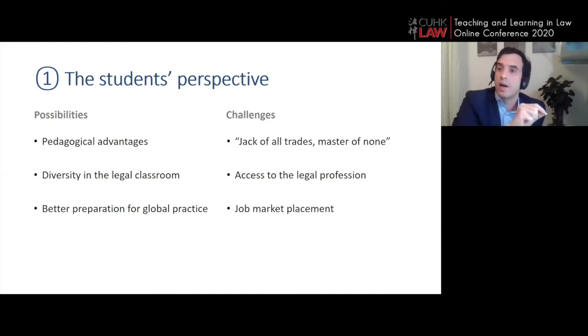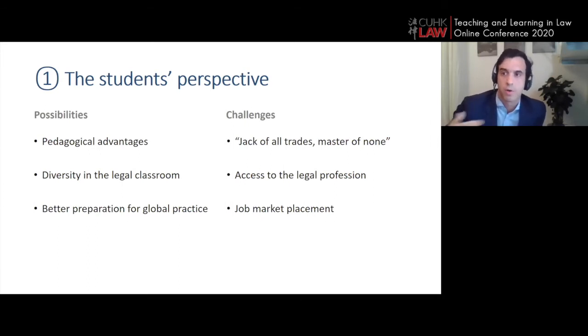And while it can be argued that the lack of specialized knowledge is not necessarily a problem so long as students get a good grip over the essentials, so to speak, it can be a practical problem, or it can represent a practical obstacle when it comes to passing the bar first, or to accessing the legal profession, and to finding a job subsequently, because of the national or parochial dimension that most legal markets have, even if we live in a globalized world.